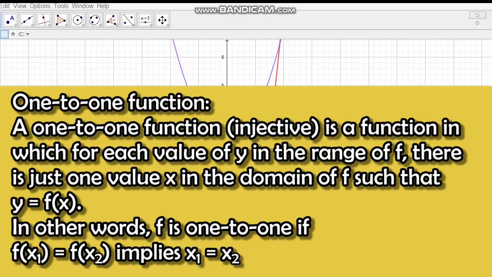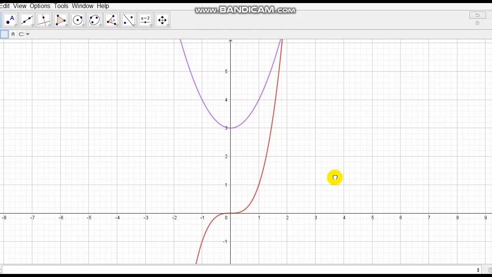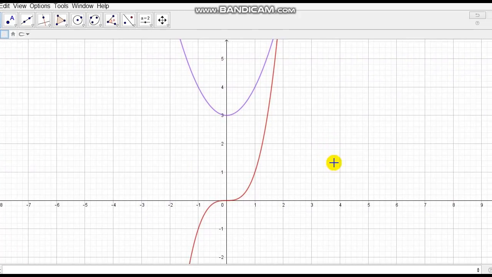range of f, there is just one value x in the domain of f such that y is equal to f of x. In other words, f is one-to-one if f of x sub 1 is equal to f of x sub 2 implies x sub 1 equals x sub 2. Now, we can say that a function is one-to-one if every value of x corresponds to one y, and vice versa. One value of y corresponds to exactly one value of x only.